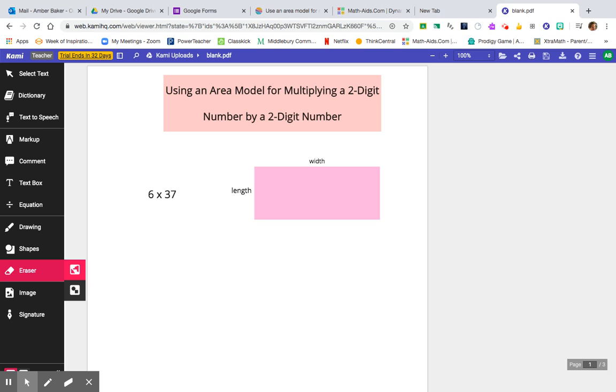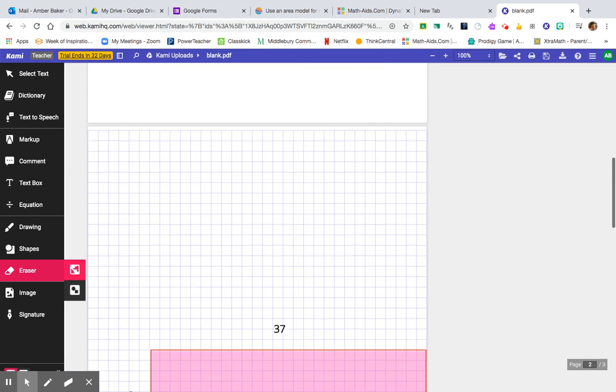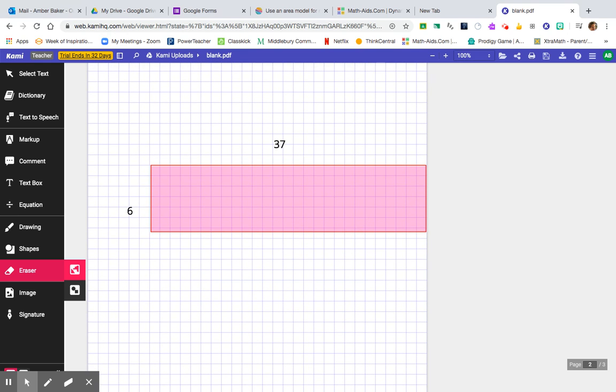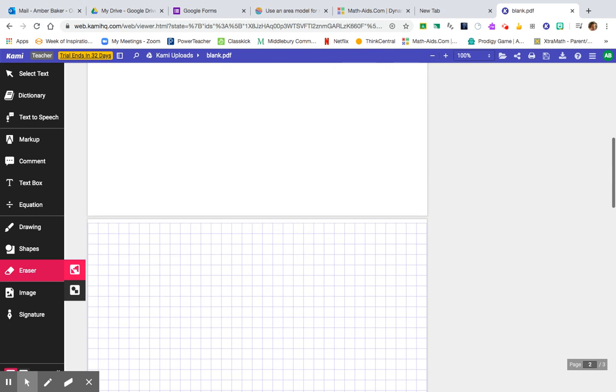So, to refresh our memories, when we talk about area model, we talk about the area of a rectangle. To find the area of a rectangle, you would simply multiply the length and width to find the total square units inside. So if I scroll down here, you can see what this will look like. This is the same problem. 6 times 37, we have a width of 6, a length of 37. To multiply them together, you would find the total square units inside the rectangle.